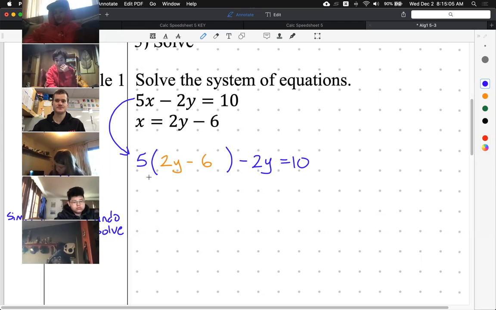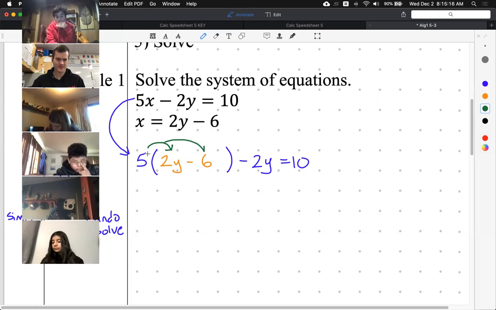Yeah, Alden? So you do 5 times 2y and minus 6. Exactly, yeah. So do you remember the name of doing this where you multiply twice? No, I don't. Okay, yeah, it's called distribute. You're distributing the 5, so you're doing 5 times 2y, 5 times negative 6. And what is that, Alden? It's 10y minus 30.